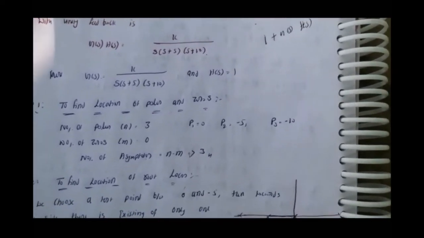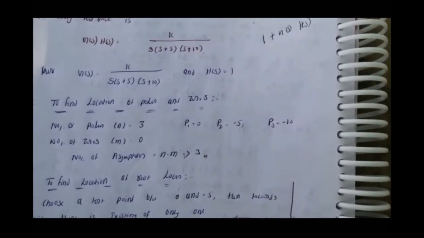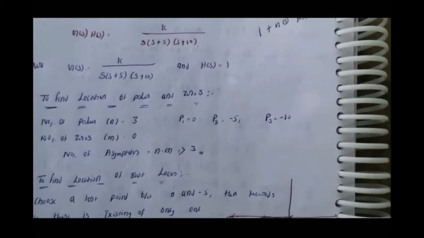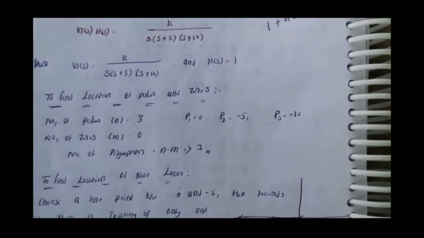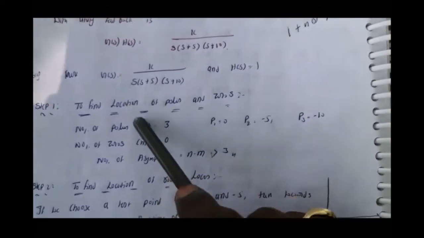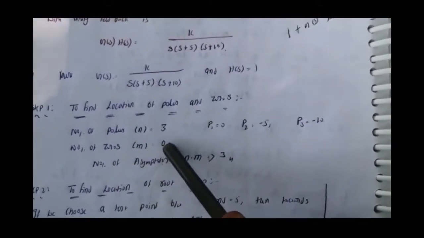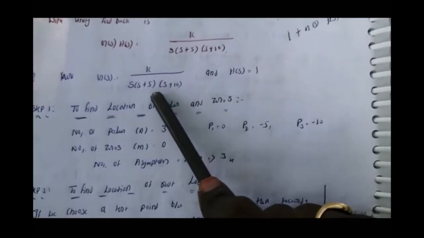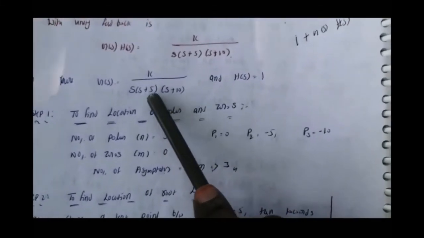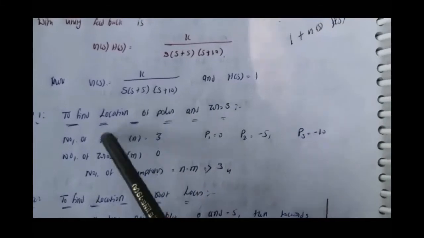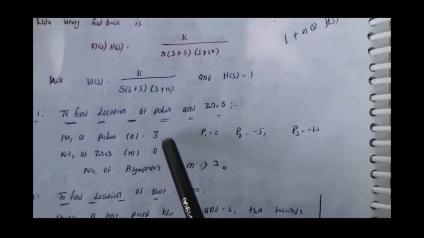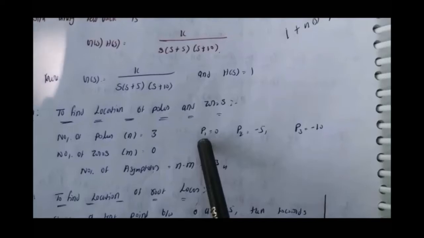So already you know the steps, right? The first step is to find the location of poles and zeros. While observing the transfer function, there are no numerator roots, only K, which is a constant. So there are no zeros, and I denote the number of zeros m equals 0. In the denominator we get an s cubed term, so we get 3 roots. The number of poles equals 3. What are the 3 roots? p1 equals 0, p2 equals minus 5 and p3 equals minus 10.